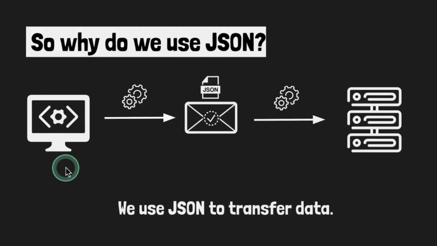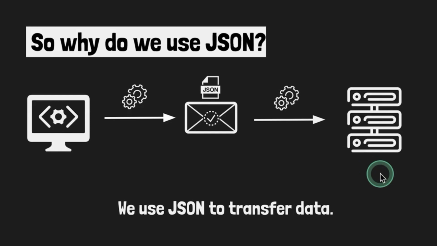For example, this system here may use a programming language or may have some data, and it is incompatible with this other system. So they will transform any data that they have into JSON and send over a message, and the other system that's receiving this will parse this JSON and transform it into something else that they can process. So this is why we use JSON to transfer data.